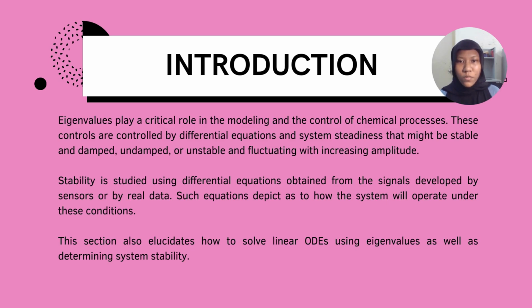Introduction. Eigenvalues play a critical role in the modeling and the control of chemical processes. These processes are governed by differential equations, and system steadiness might be stable and damped, undamped, or unstable and fluctuating with increasing amplitude. Stability is studied using differential equations obtained from the signals developed by sensors or by real data. Such equations depict how the system will operate under these conditions. This section also elucidates how to solve linear ODEs using eigenvalues as well as determining system stability.